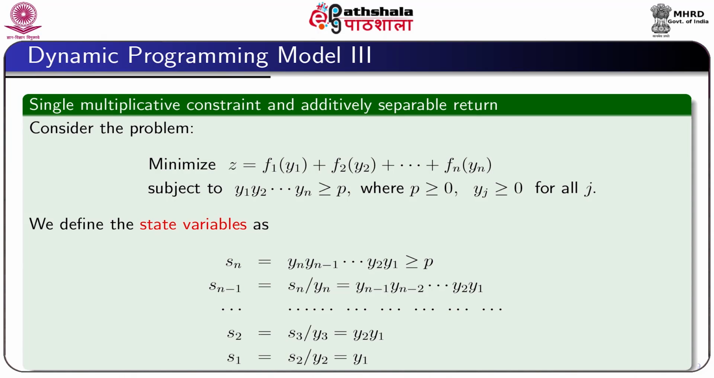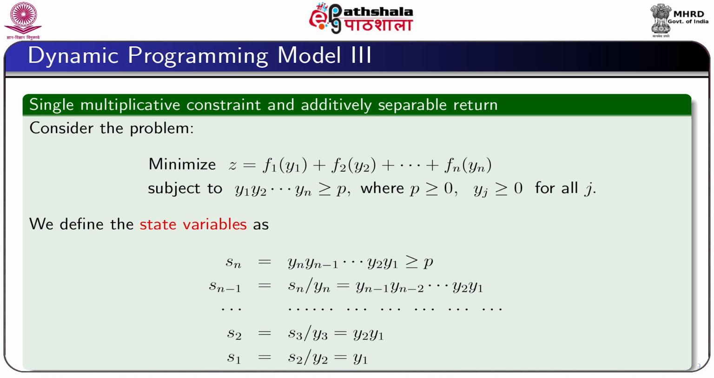Let us now proceed to discuss dynamic programming model 3. This model considers single multiplicative constraint and additively separable return function. We consider the problem minimize z equal to f1 y1 plus f2 y2 plus dot dot dot fn yn, subject to the constraint y1 y2 up to yn is greater than or equal to p, where p is greater than or equal to 0 and yj is greater than or equal to 0 for all j.